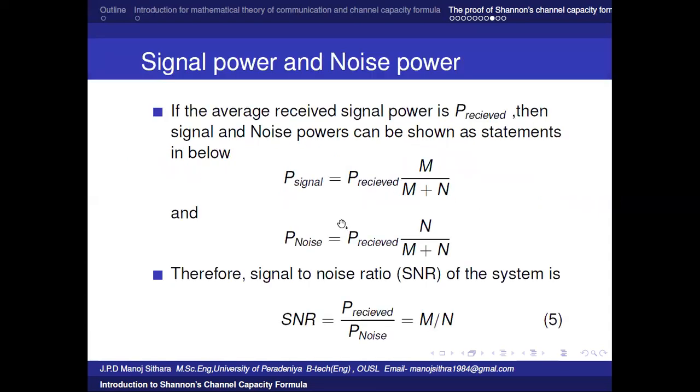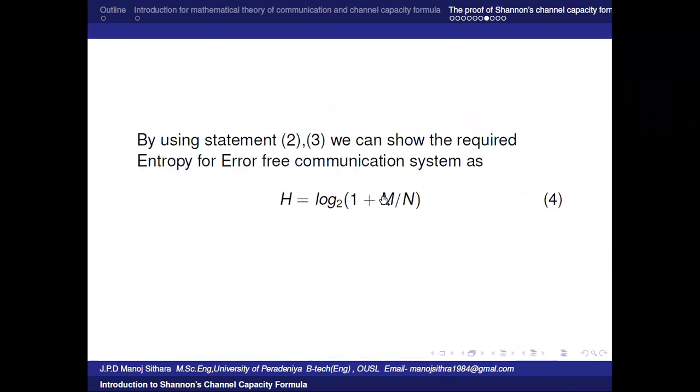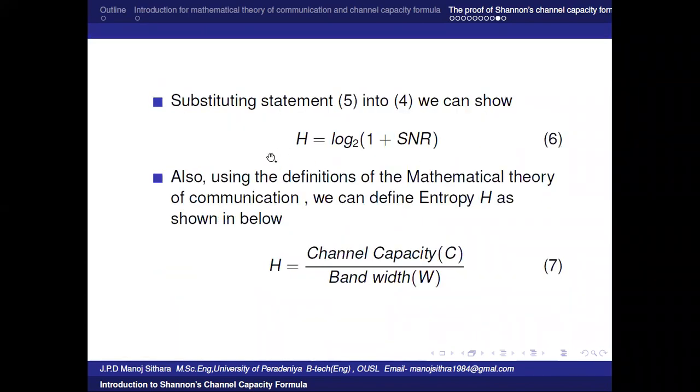Then we can also derive the signal and noise power with respect to the average received power at the receiver's end using probabilistic proportions, and therefore we can derive the SNR in statement number 5. Now that is the same as M by N. Then the SNR can be plugged into the equation, and we have the total entropy, or minimum number of bits required to transmit the error-free message symbols, in statement number 6.